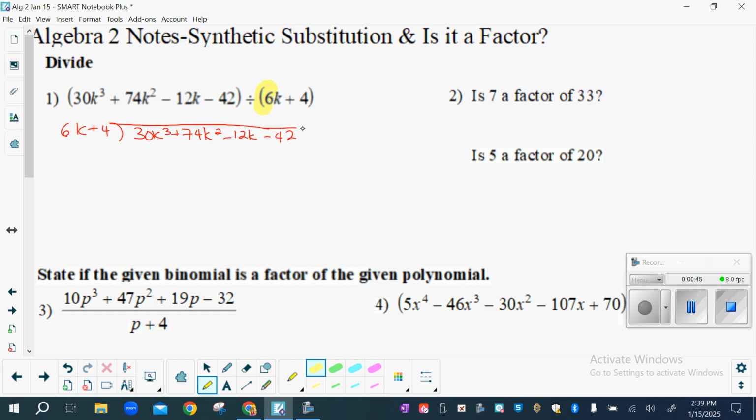Okay, so we look at the first term. What do we multiply 6k by? 30k to the third. 5k squared. Yes. So on the side, we take 5k squared and multiply it by 6k plus 4. 30k cubed, I mean, and then plus 20k squared.